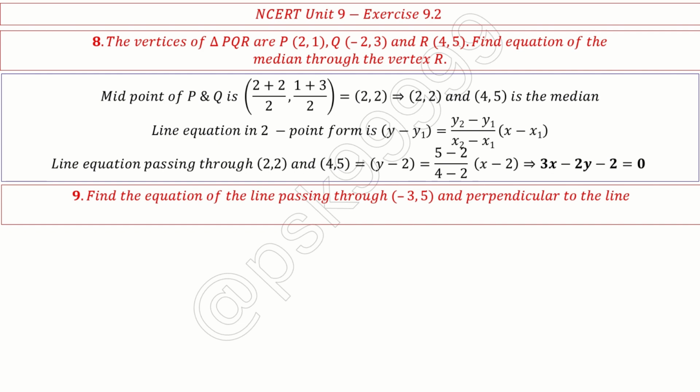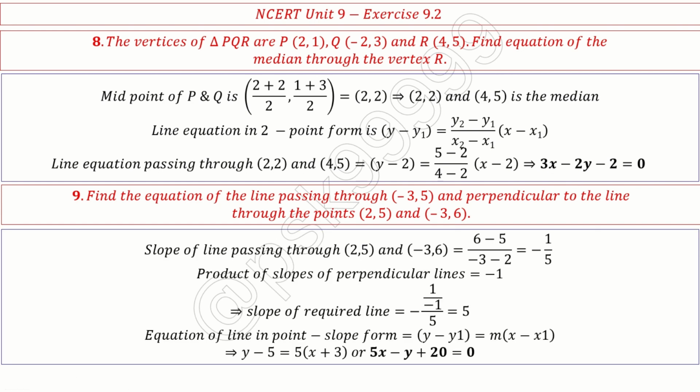Find the equation of the line passing through minus 3 comma 5 and perpendicular to the line passing through these 2 points. Means first find the slope of the line passing through 2 comma 5 and minus 3 comma 6. Then I know the perpendicular line slope will be minus 1 by m, correct? And then you have the slope, you have the point it passes through. That's how you should find it. So the slope of the line passing through 2 comma 5 and minus 3 comma 6 is minus 1 by 5. So the slope of the perpendicular line will be 5. So with slope 5 passing through minus 3 comma 5, use point slope form, you will get the answer.